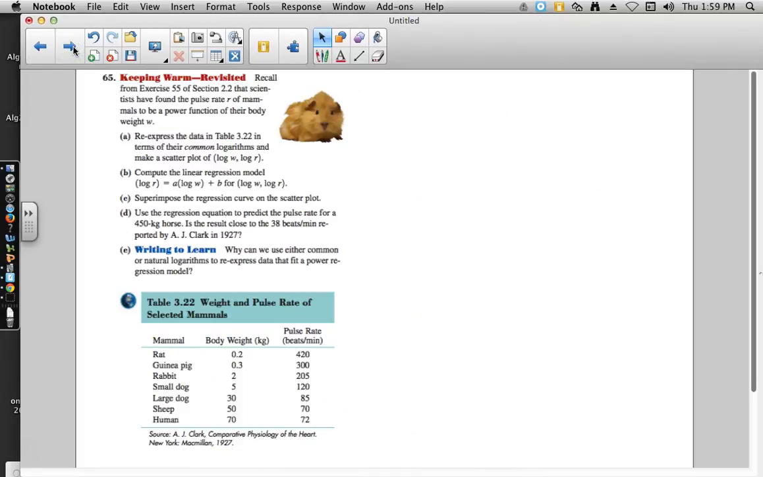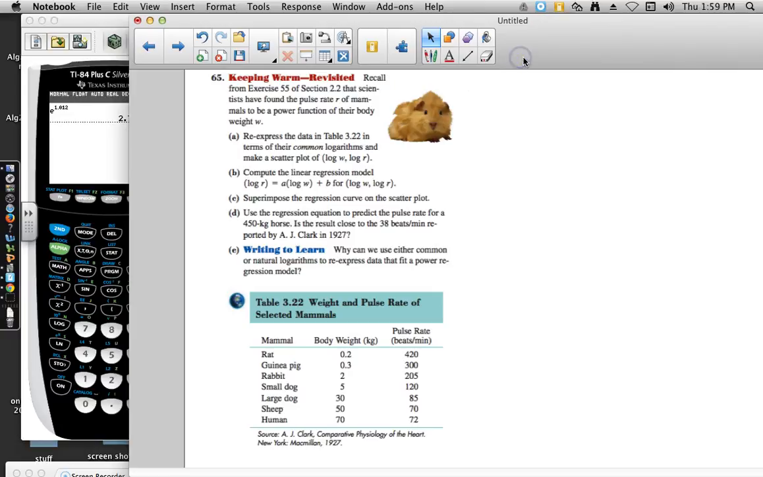Now 65 says, recall from exercise 55 of section 2.2 that scientists have found the pulse rate of mammals to be a power function of their body weight. Re-express the data in table 3.22 in terms of their common logs and make a scatter plot. I'm going to go ahead and enter this in. I'm going to pause it for a second while I do that.